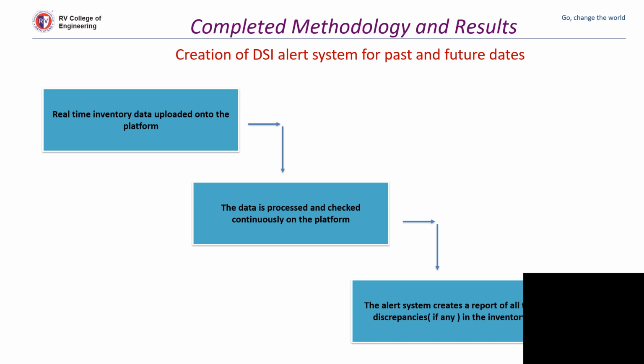First, the real-time inventory data has to be uploaded onto the platform. Then the data is processed and checked continuously on the platform based on the code I have written. And third, the alert system will create a report in case of any discrepancy in the inventory. That is, if there's an understock or an overstock, it automatically shoots a mail to the client stating that this item at this location is not at the desired level. There is a problem with this item and some care has to be taken. So that is the use of this alert system.